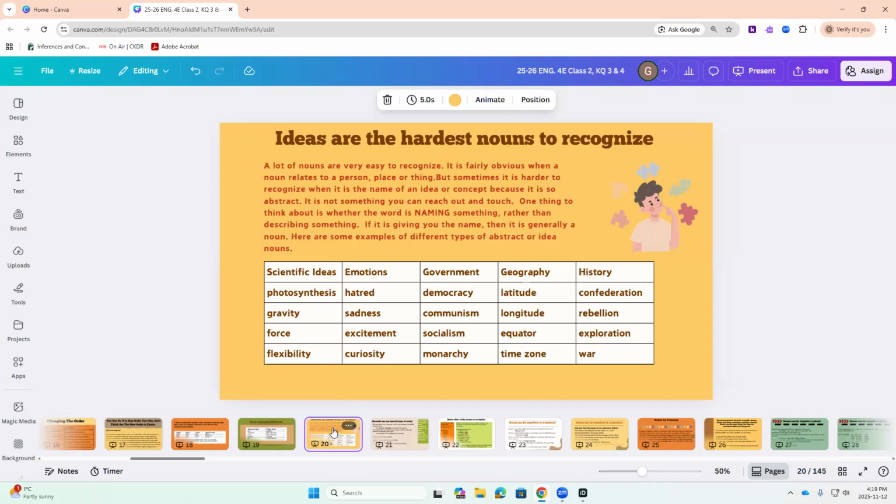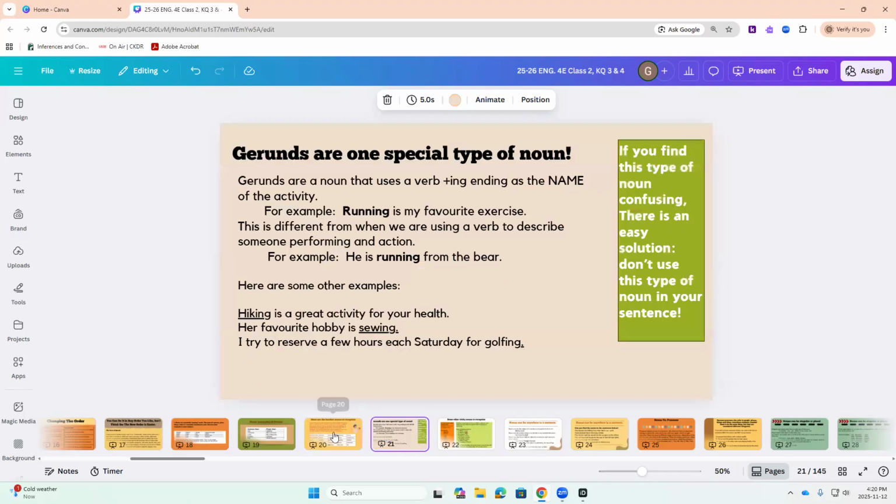Government. Any name for a type of government would be a noun: democracy, communism, socialism, monarchy, anarchy. Geographical words: latitude, longitude, equator, time zone. History words: confederation, rebellion, exploration, war. This is a sampling. This is by no means all of them. I could not possibly give you all the nouns. I would need an entire dictionary.